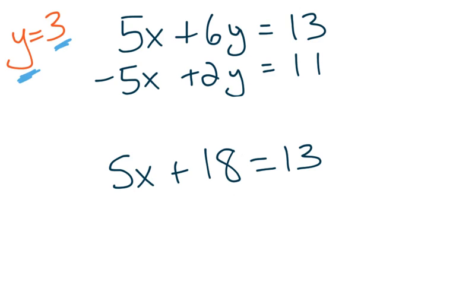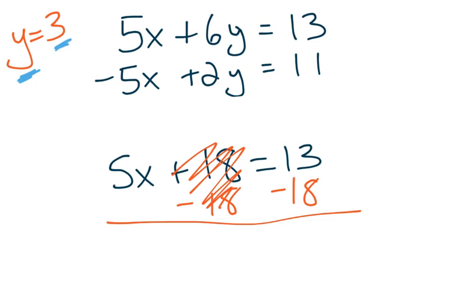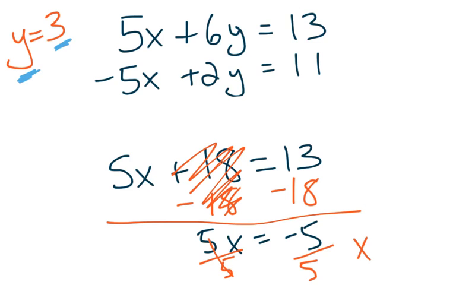Now, this is a two-step equation, and now I need to solve it. This is good practice for us because it's been a little while since we've done two-step equations. We're going to subtract 18 first, and these will go away, and we get 5x equals negative 5. 13 minus 18 is negative 5. And then we're going to divide by 5 on both sides, and we get that x is negative 1.